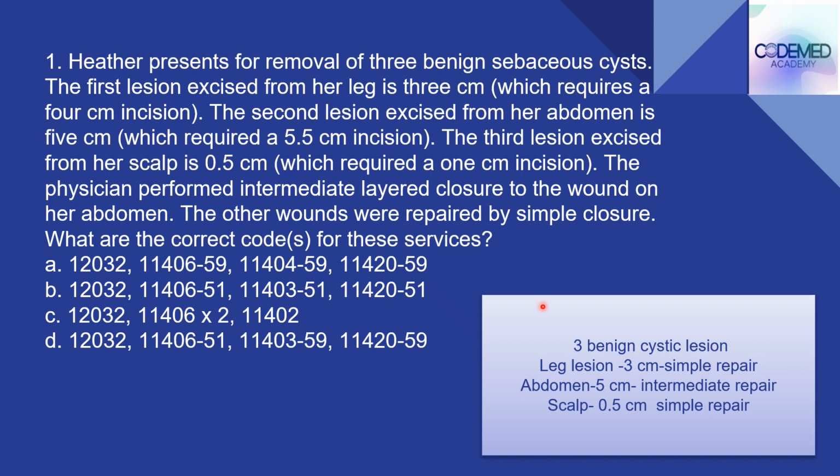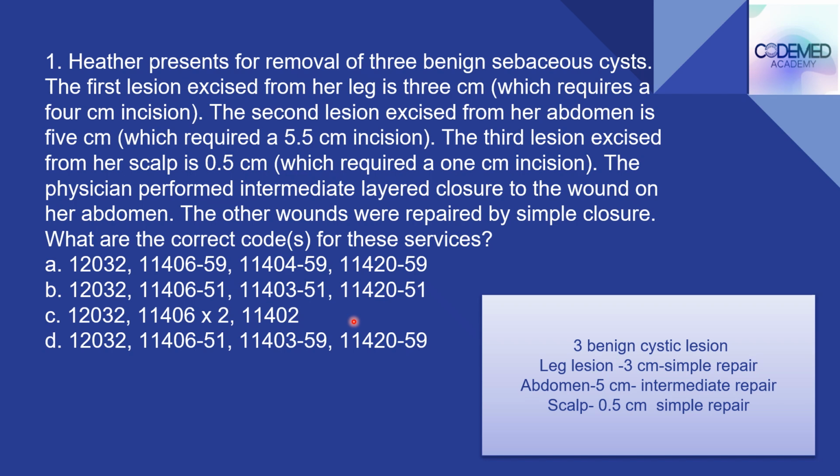So let us take one example. Here, a patient presents for removal of three benign subcutaneous cysts. The first lesion excised from her leg is 3 cm, which requires a 4 cm incision. The second lesion excised from her abdomen is 5 cm, which requires a 5.5 cm incision. The third lesion excised from her scalp is 0.5 cm, which will require a 1 cm incision. The physician performed an intermediate layer closure to the wound on her abdomen. The other wounds were repaired by simple closure. What are the correct codes?